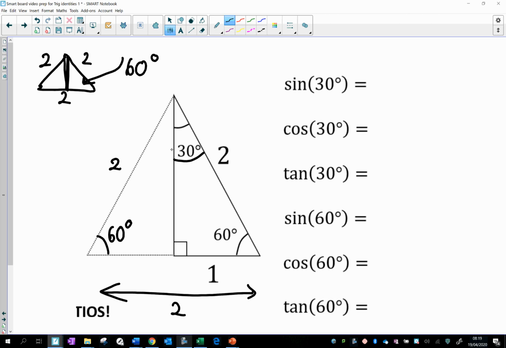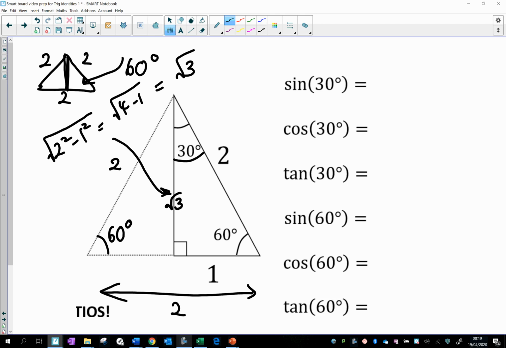Now again, we need to find the height here, in this case by Pythagoras' theorem. We're going to do the square root of 2 squared minus 1 squared. Well, that's the square root of 4 minus 1, which is the square root of 3. So this length here is the square root of 3.